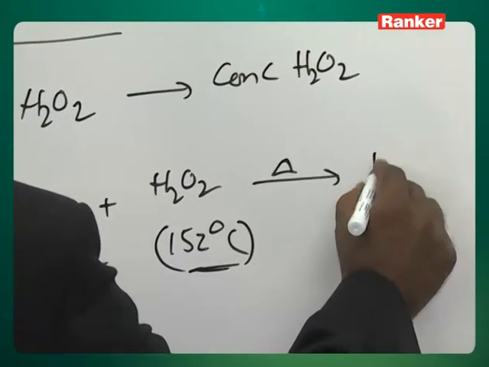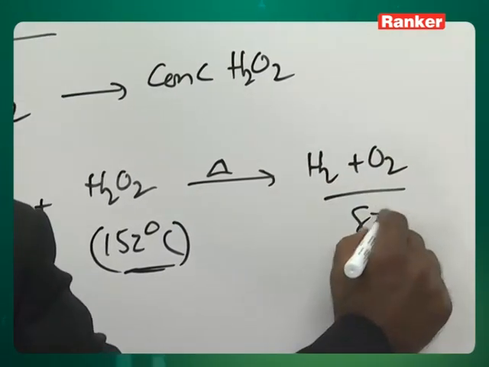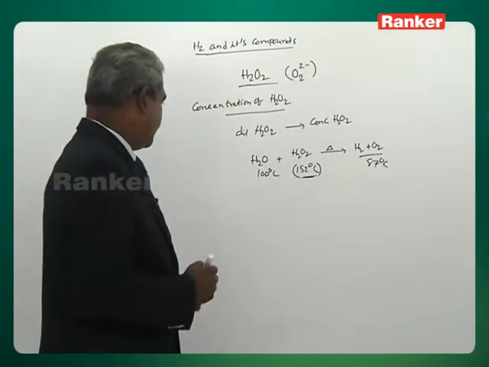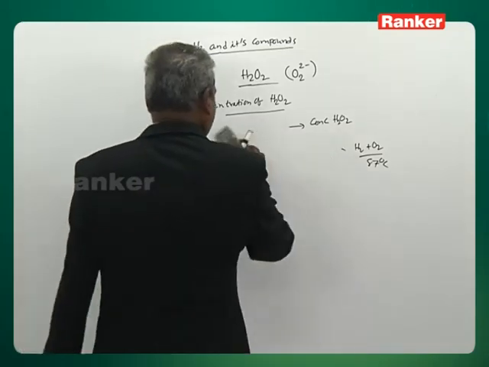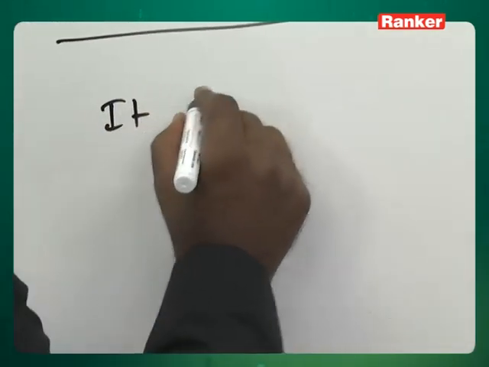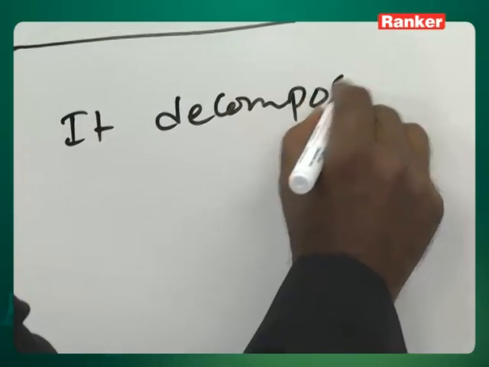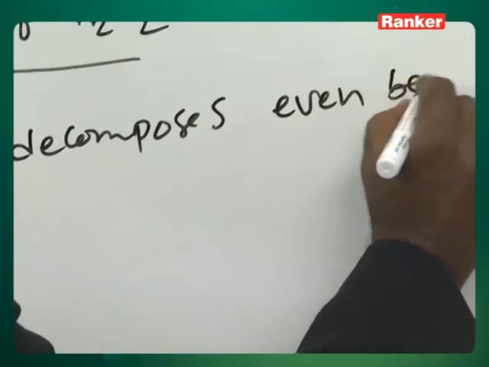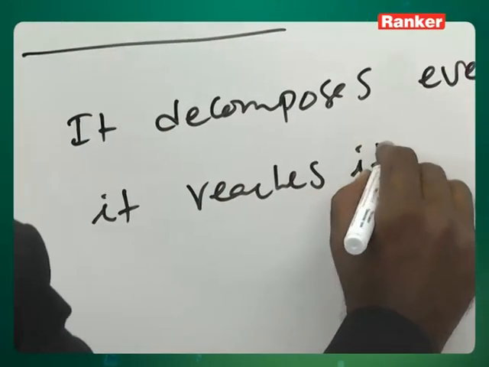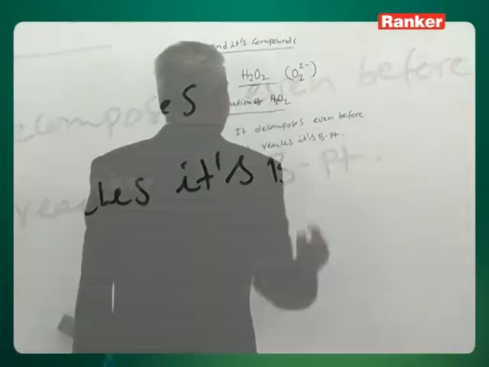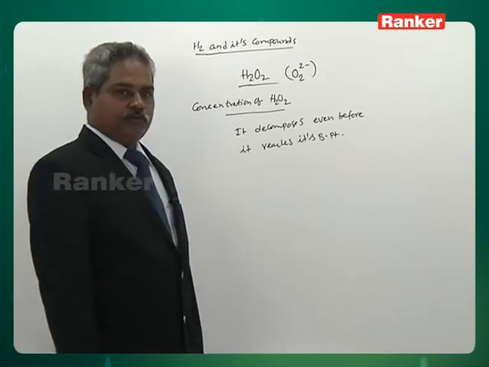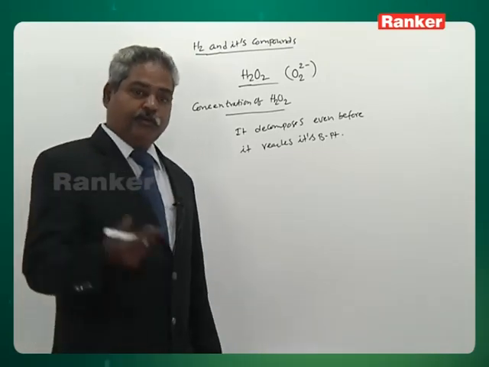At 87 itself, you will get H2O and O2. Means H2O2 decomposes even before it reaches its boiling point. So how do you find the boiling point? That's a different procedure. So if you start heating H2O2, it decomposes even before it boils.